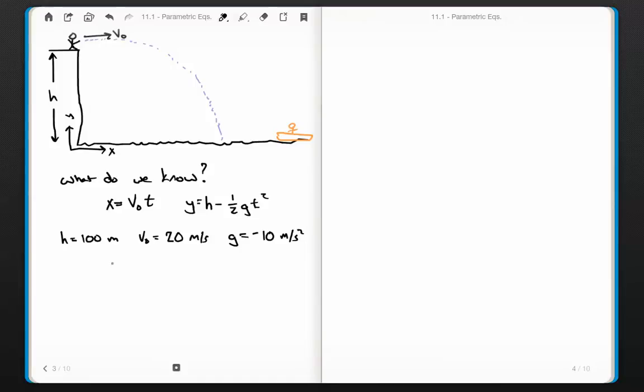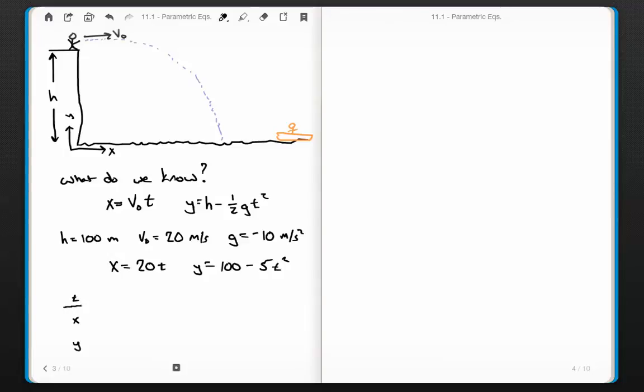So if we were to make a table of values to map this out, x is going to equal 20t. And then y is going to equal h, which is 100, minus 1/2 g, so it's negative 10, negative 5t squared. And then we'll make a little table of values here. We have time, which is going to march forward, and then we've got our x position and our y position.